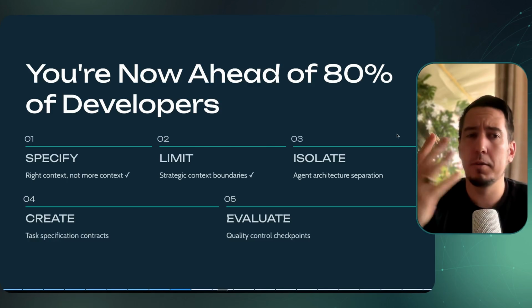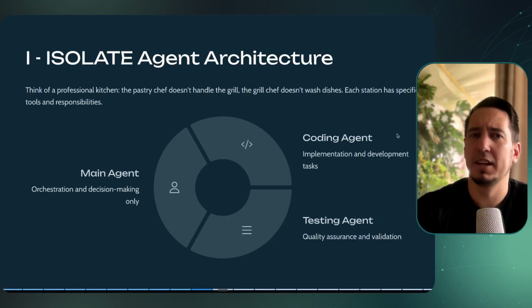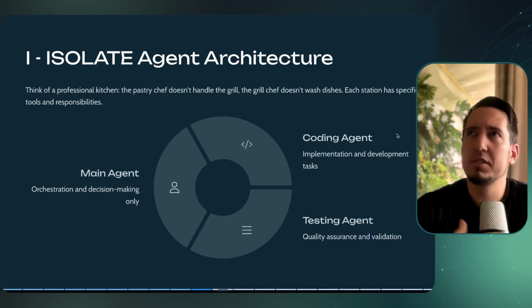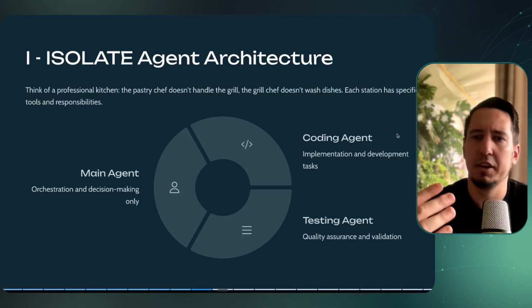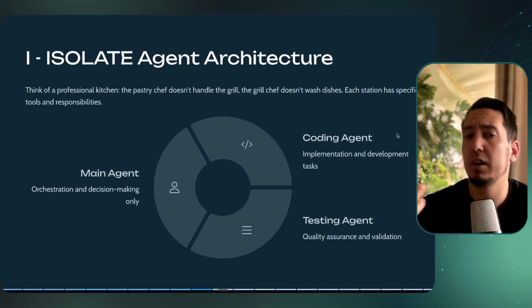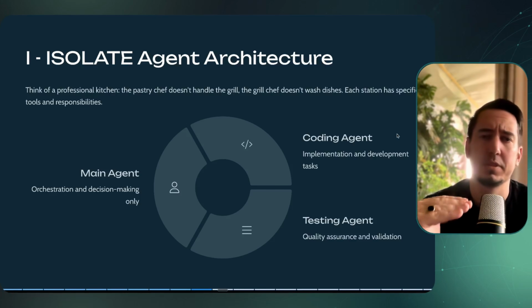Just to clarify where we are in the SLICE framework, we've done the first two, specify and limit. We're going to move to isolate, create, and evaluate. Next one, isolate. So really think of your agent architecture here. You want to separate your agent into different sections. You don't want one agent that does everything because we will overload that context window that we were just talking about. We want to frame the agent to specific tasks.